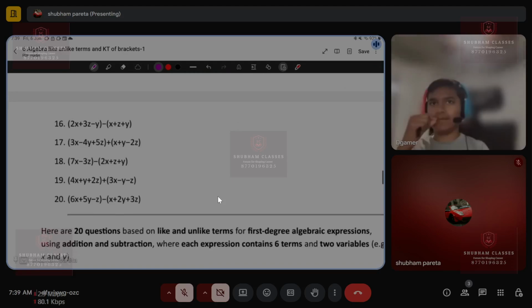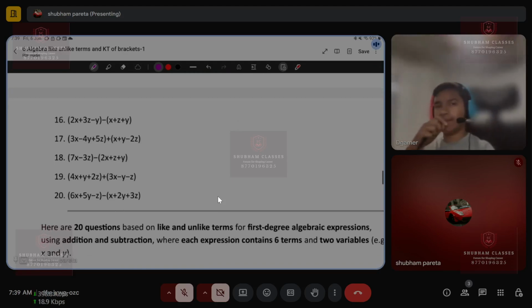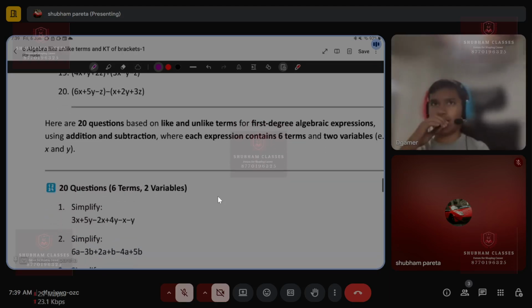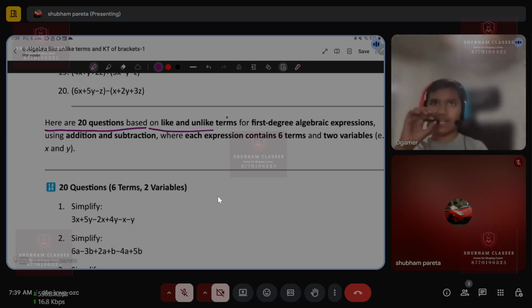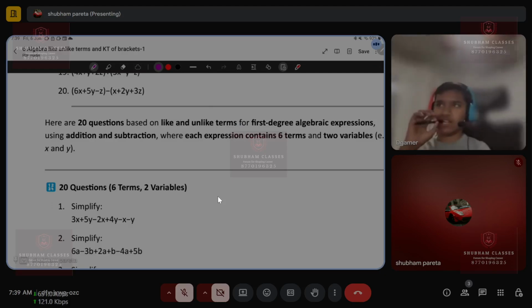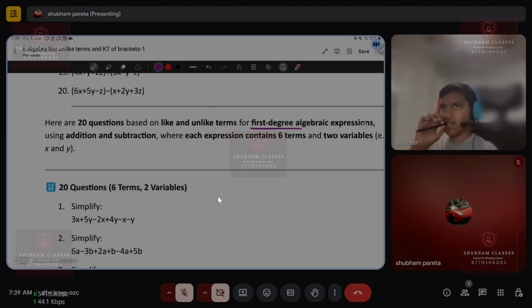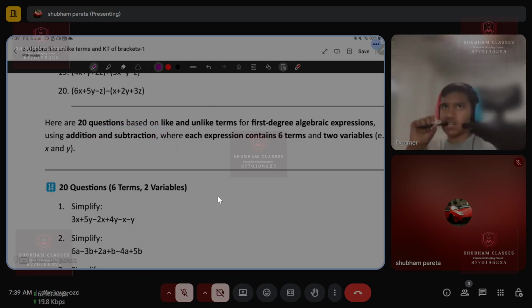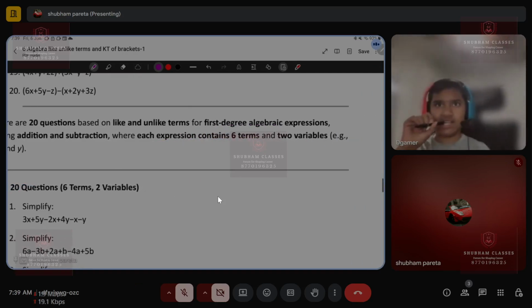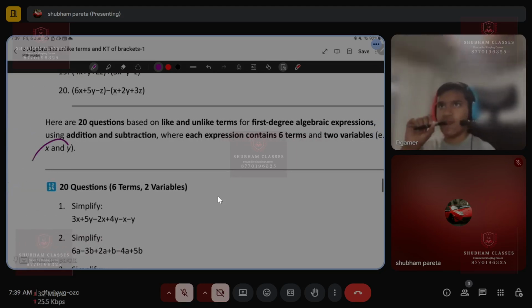So up till here, see, there are 20 such questions. You can do the 20 questions in this one, and here also you can see there are some more questions. So here are 20 questions based on like and unlike terms. For the first degree of algebraic expression, we will study degree ahead in another topic. Using addition and subtraction, each expression contains six terms and two variables, and the variables are only x and y.